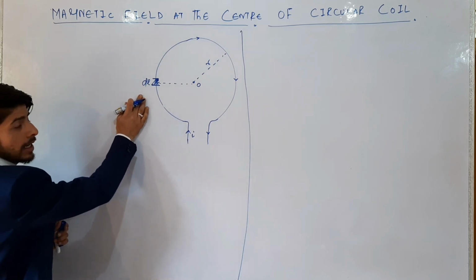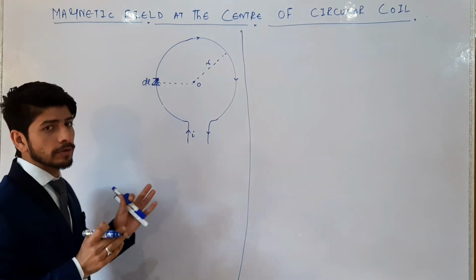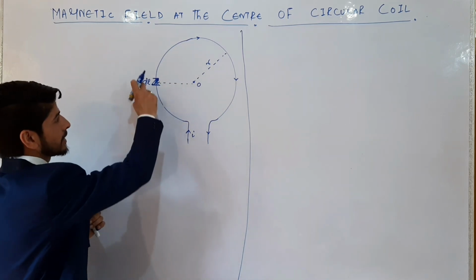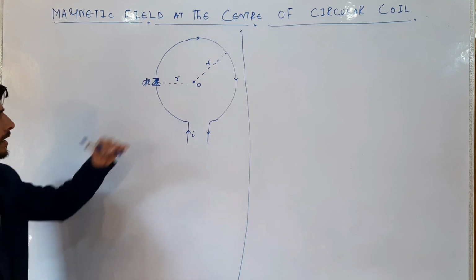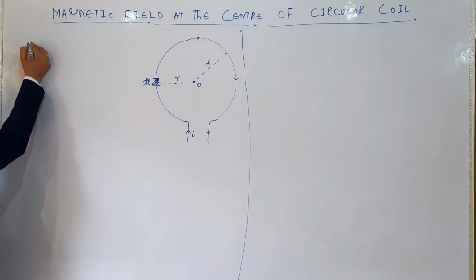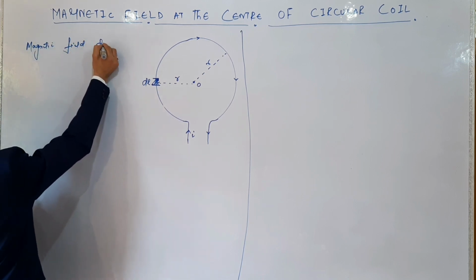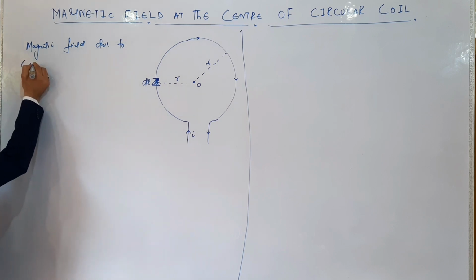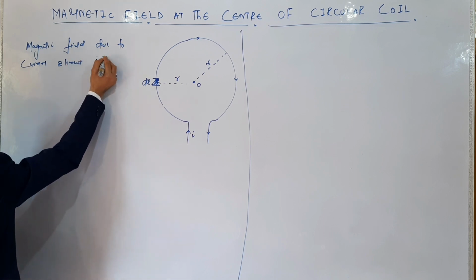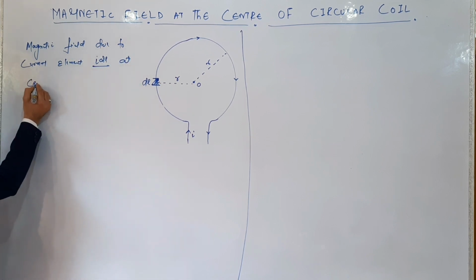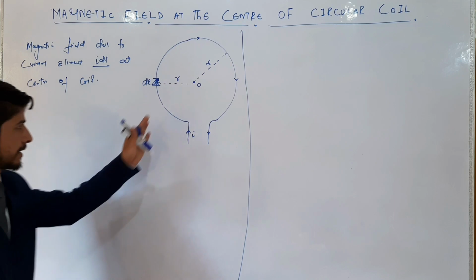This is the current element. I dl will be the current element, and dl is a small element of this wire, because the wire is supposed to be made up of small elements dl, and the current elements will be I dl. This is at a distance of R. What will be the magnetic field due to the current element I dl at the center of the coil?